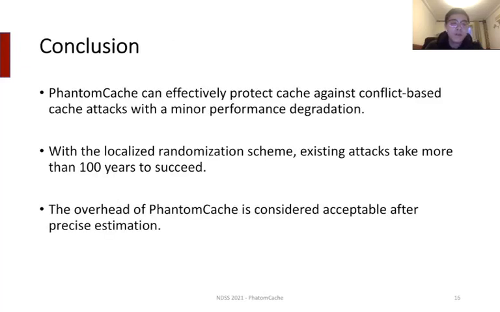The conclusion of our paper is as follows. First, PhantomCache can effectively protect the cache against conflict-based attacks with a minor performance degradation. Second, the existing localized randomization schemes take more than 100 years to succeed. Finally, the overhead of PhantomCache is considered acceptable after precise estimation.